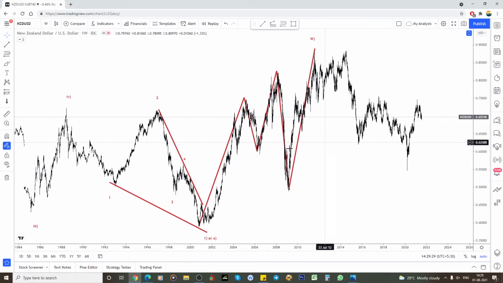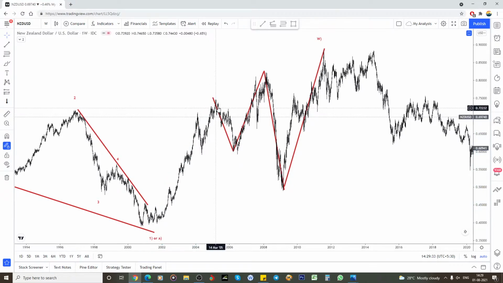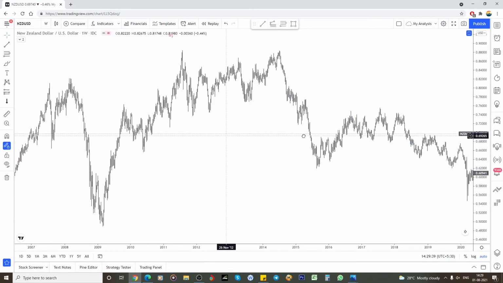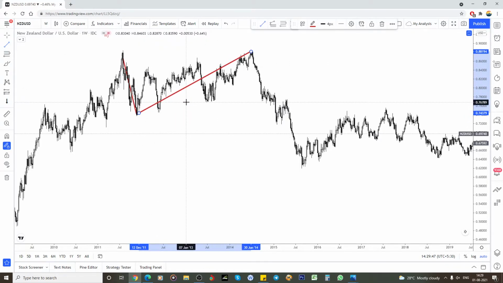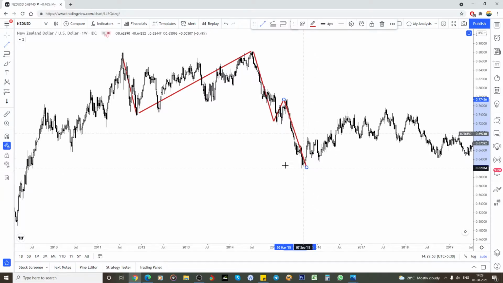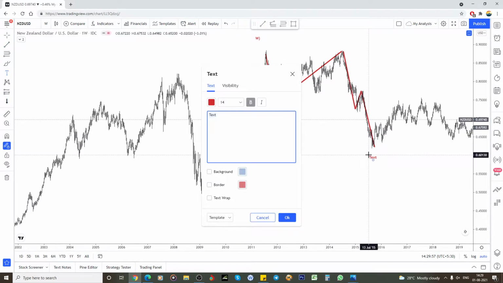So here also, I will just delete these things, it looks gorgeous. Here the 5 structure got completed, right? And after this it again did the WXY correction and it didn't break the high. After this again one 3-wave structure got completed. So we can label this as a W.